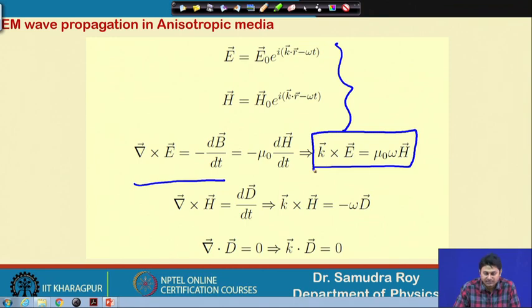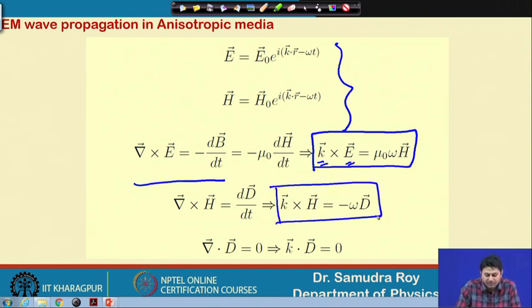This expression is not a new expression; we have already figured it out in the earlier classes. So, k cross E means the H vector is perpendicular to k and E. That is the first outcome: the H vector, that means the magnetic field vector, is perpendicular to the vector k and the vector E. Next expression we have is this.